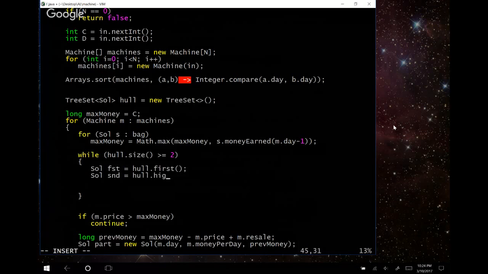Okay, hull.higher. I'll take the first two elements of my hull, the thing with the least slope and the thing with the second most slope. And if it does maintain that property, that this is still the best at this time, then I'm going to keep it around.